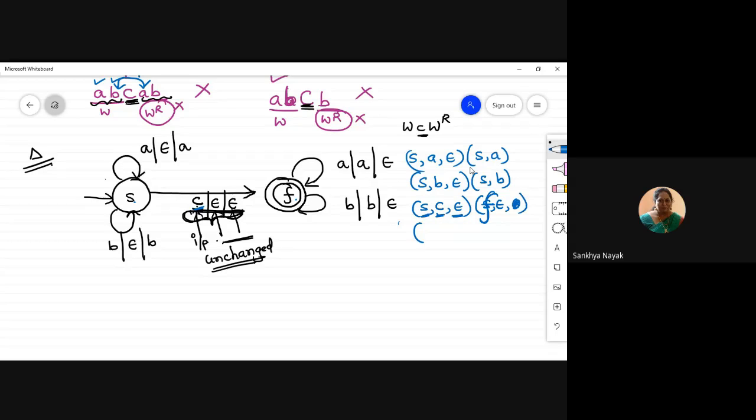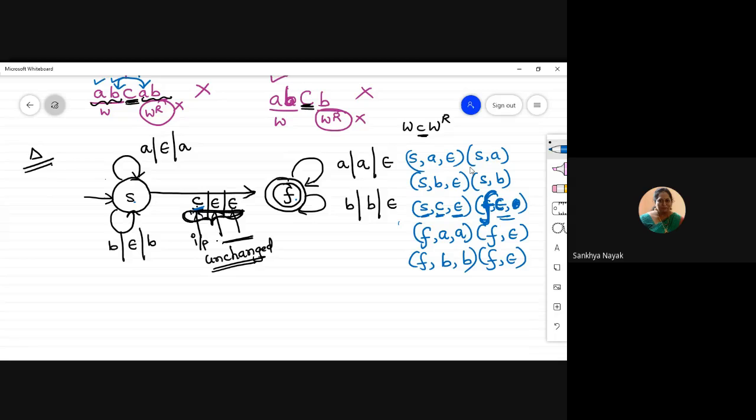Doesn't matter what is there in the stack. You make a transition to state called F, and you make no changes to the stack. Now you are in F, and if your input is A and the stack symbol is also A, you are going to pop it. And if you are at F, and your input is B and the stack symbol is also B, you are going to pop it.